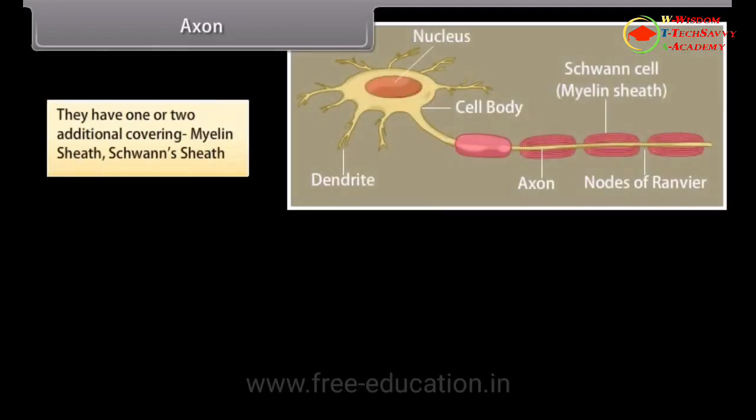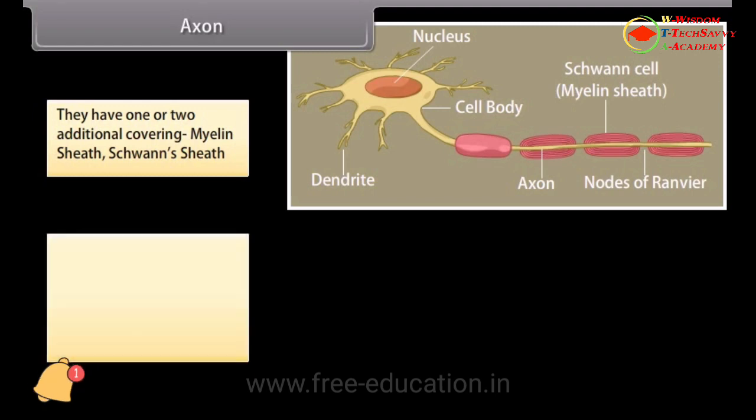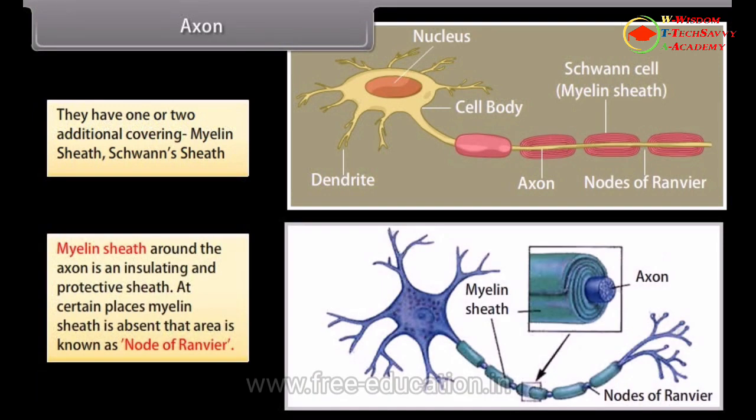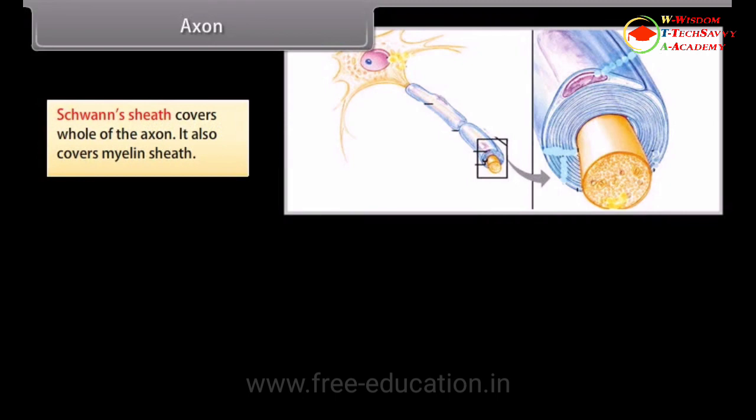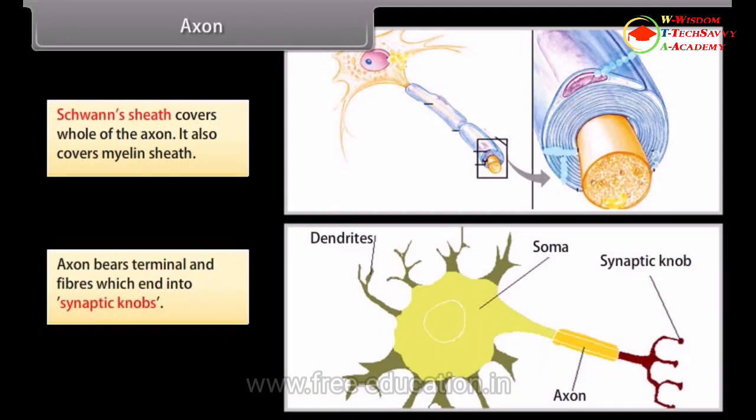They have one or two additional coverings: myelin sheath and Schwann sheath. Myelin sheath around the axon is an insulating and protective sheath. At certain places, myelin sheath is absent, and that area is known as node of Ranvier. Schwann sheath covers the whole of the axon. It also covers the myelin sheath. Axon bears terminal fibers which end into synaptic knobs.